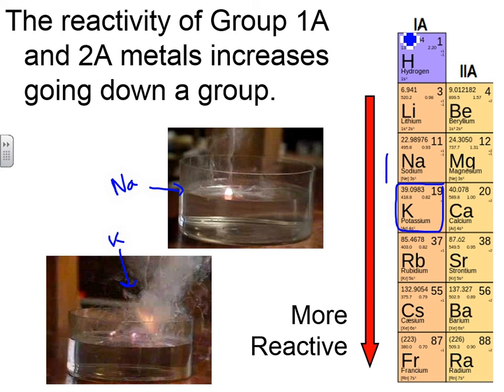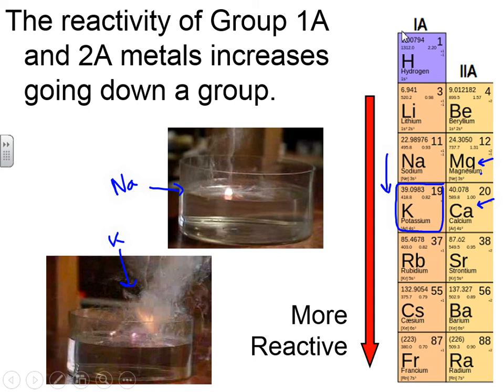Same thing happens to magnesium and calcium. In fact, if you take magnesium and throw it into water, it really does nothing. But if you throw calcium into water, you'll see it reacts vigorously in front of your eyes. So the reactivity increases going down a group. There are some nice videos you can check online to see the reactivity of these elements.